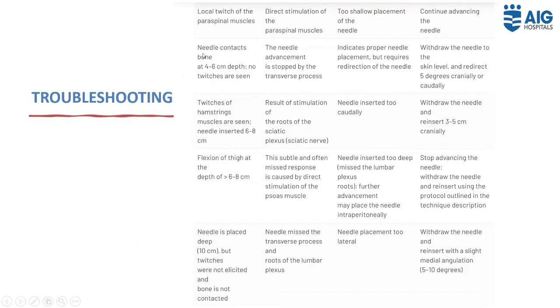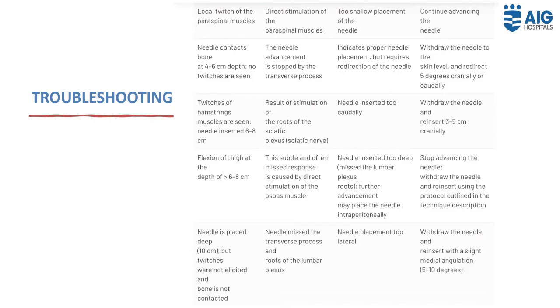For troubleshooting of the block, if you find that there is a local twitch of the paraspinal muscles, then it means that you are directly stimulating them, in which case the needle is too shallow and we should continue advancing the needle. If the needle contacts the bone at 4 to 6 centimeter depth but without any twitches, then it means that the needle has hit the transverse process. In this case, the path of the needle is correct. We just have to withdraw to skin level and redirect at 5 degrees cranially or caudally.